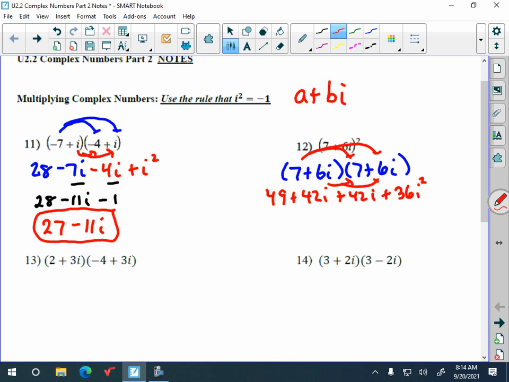All right, now we'll simplify. So we have like terms in the middle that we can combine, and then 36i squared is going to really change to negative 36, because i squared is negative 1, times 36 becomes negative 36. So 49 plus 84i minus 36. Right, combine like terms. All right, so 49 minus 36 is 13 plus 84i.